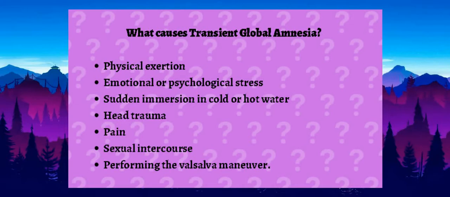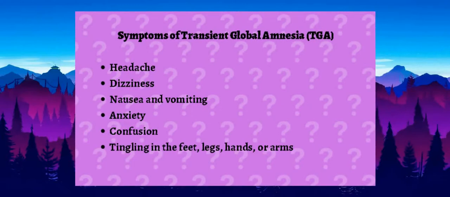One type of TGA results from excessive alcohol consumption, large doses of barbiturates, illicit or street drugs, or small doses of benzodiazepines. In the next slide, we have the symptoms of transient global amnesia. First, a person who has transient global amnesia usually has headaches, dizziness, nausea and vomiting, anxiety, confusion, and tingling in the feet, legs, hands, or arms.